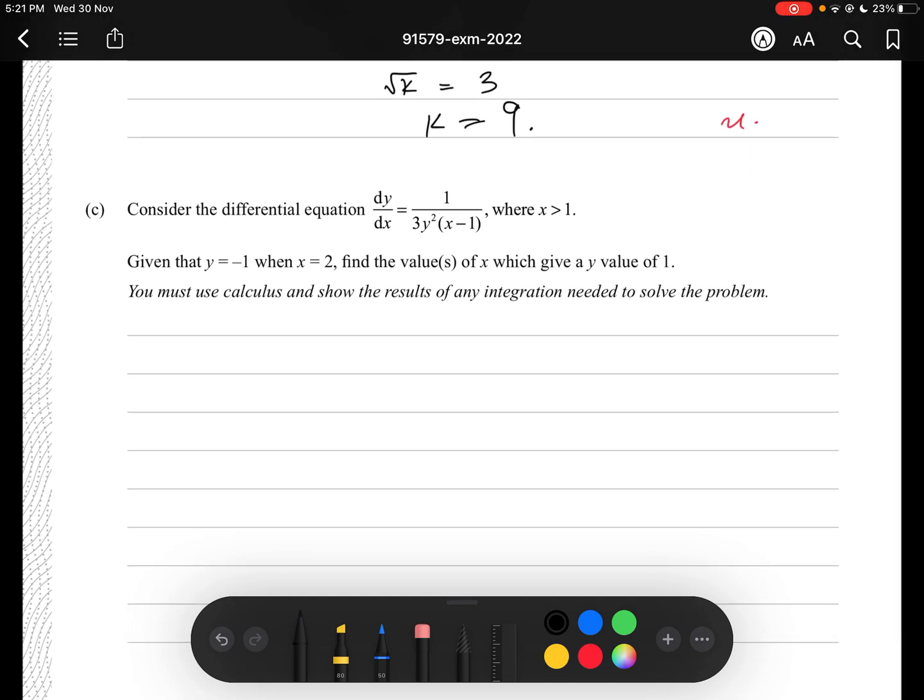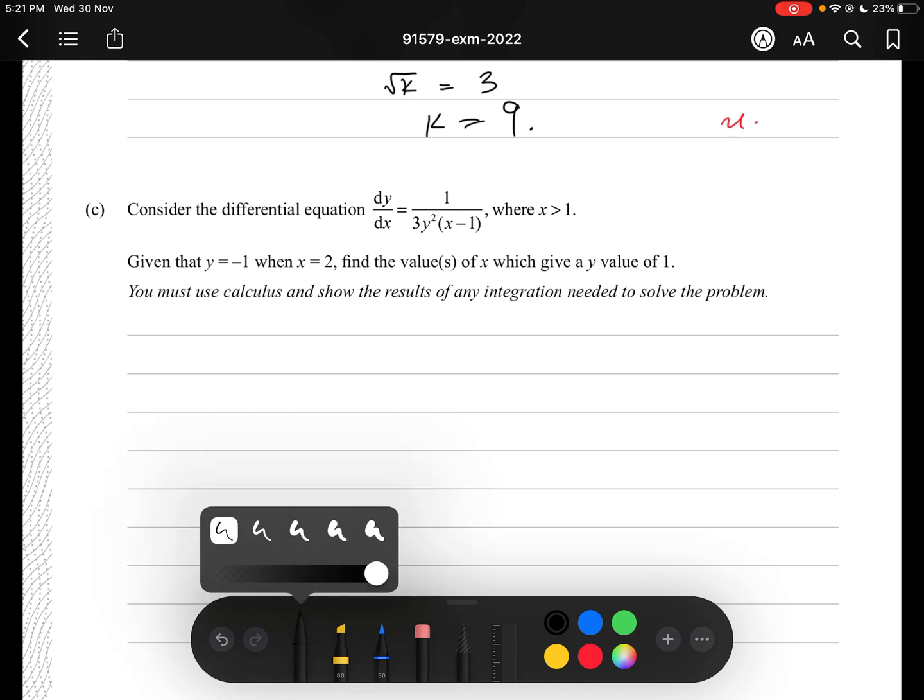Consider the differential equation dy/dx = 1/(3y^2 (x - 1)), and x is greater than 1. In this case, this is a separable differential equation, so we can separate the variables of y and x on both sides, and we're going to integrate both sides to find an explicit equation for y in terms of x.